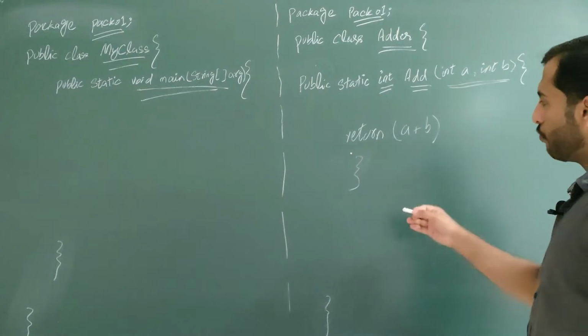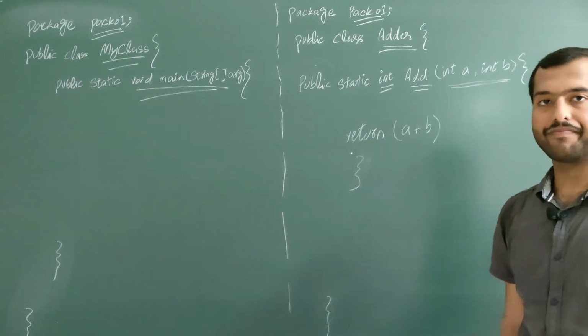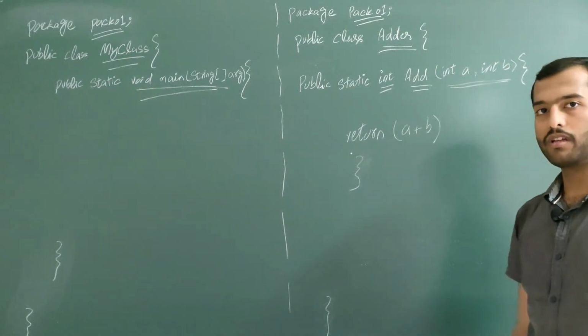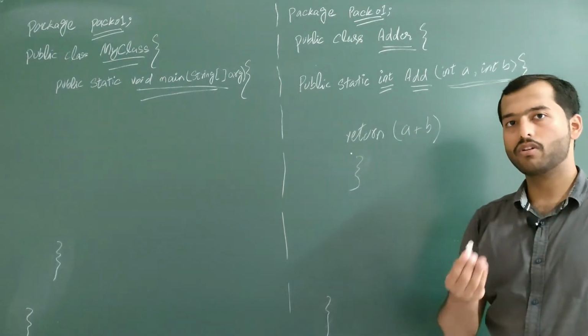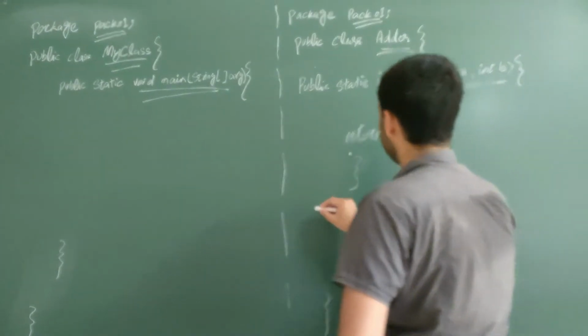Now if I want to create one more method with the same name, what can I do for that? For that we will implement the same conditions that I told you. So let me create the second method here.